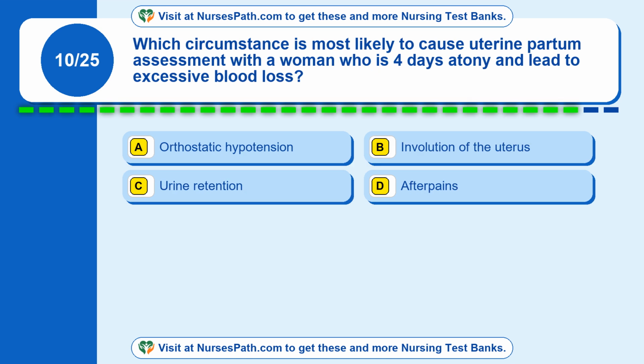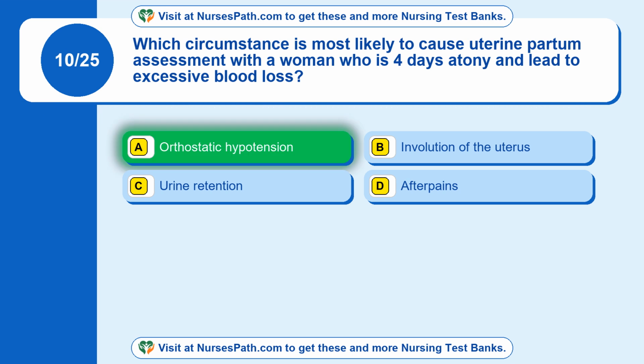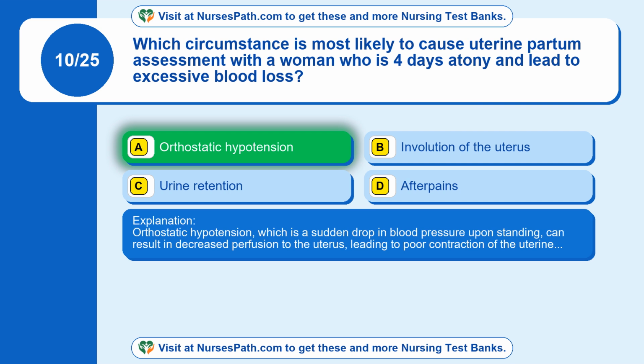Question 10. Which circumstance is most likely to cause uterine atony and lead to excessive blood loss in a postpartum assessment of a woman who is 4 days postpartum? Option A, orthostatic hypotension. Option B, involution of the uterus. Option C, urine retention. Option D, after pains. The correct answer is option A, orthostatic hypotension. Orthostatic hypotension, which is a sudden drop in blood pressure upon standing, can result in decreased perfusion to the uterus, leading to poor contraction of the uterus.